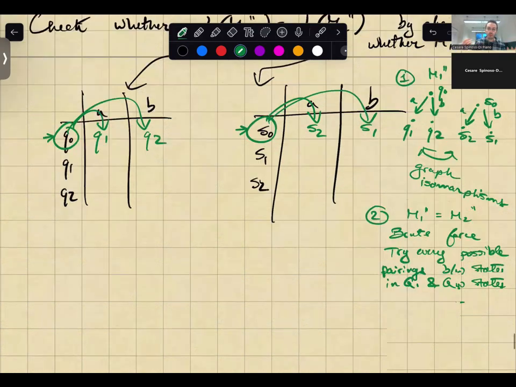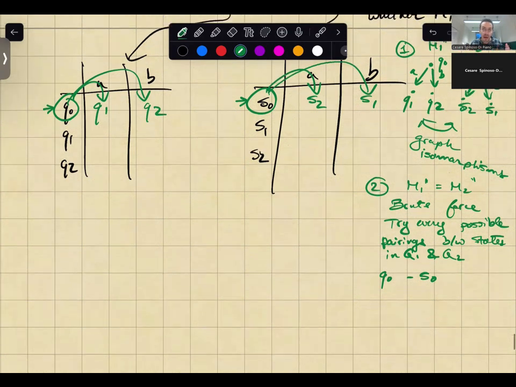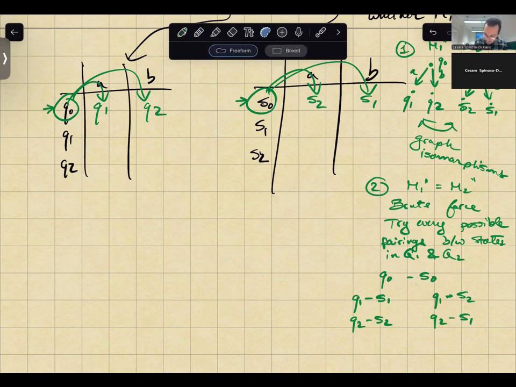So what do I mean by every possible pairing? Well, in this case, I know that Q naught and S naught have to be paired together because they're both the start states. But now I have two possibilities. Either Q1 and S1 are paired together, and Q2 and S2 are paired together, or Q1 is paired with S2, and Q2 is paired with S1. So I have two possible bijections.